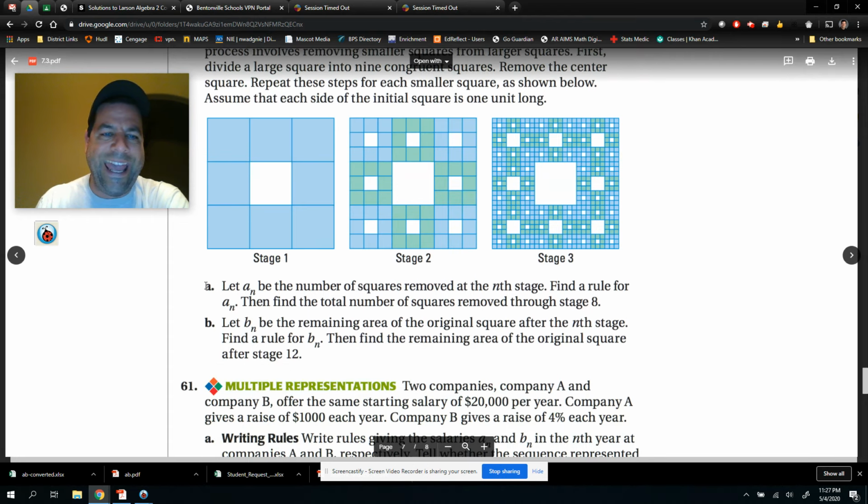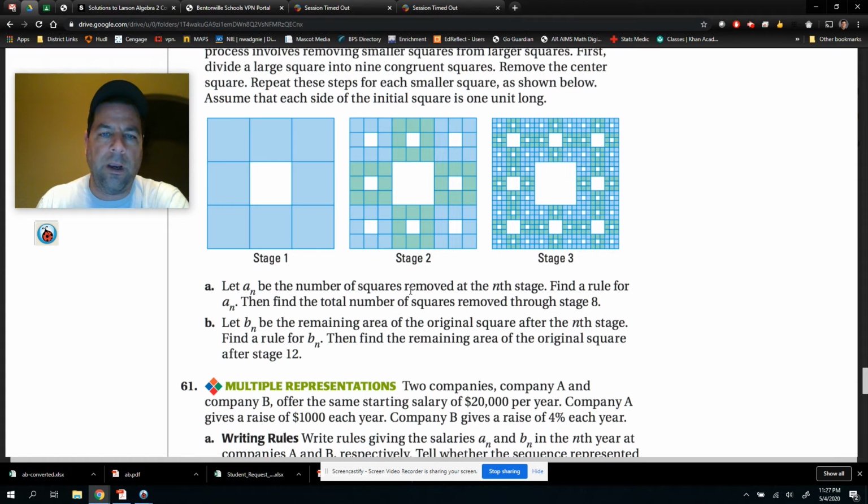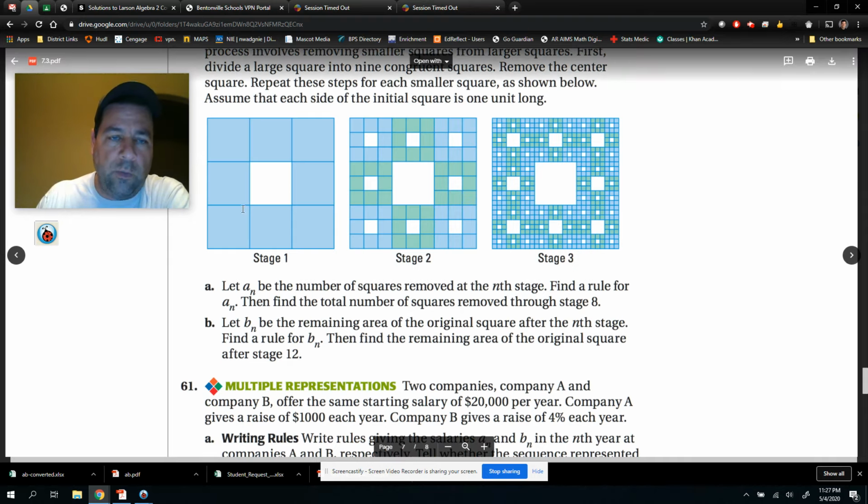Let A sub n be the number of squares removed at the nth stage. Find a rule for A sub n. I hope this wasn't too bad for you. This is very similar to the honeycomb problem. In stage 1, hopefully this was not too bad.